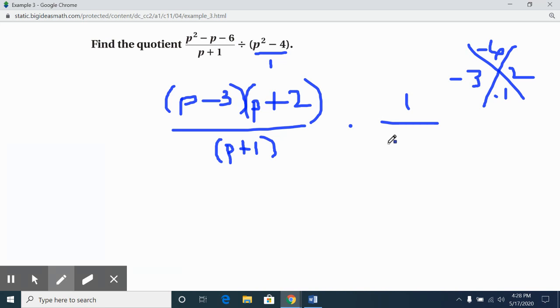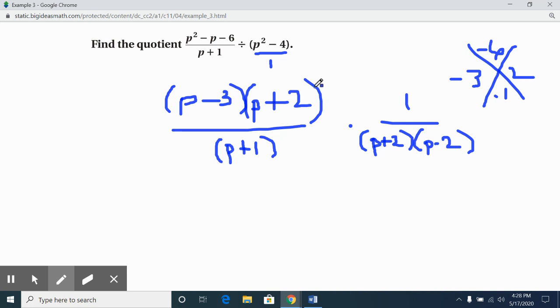Now let's remember quick. P squared minus 4, that is a special binomial because they both have perfect squares. So I'm changing it to p plus 2 and p minus 2. Okay, so again, always multiply by the reciprocal and then factor, and then we can cross cancel or simplify.